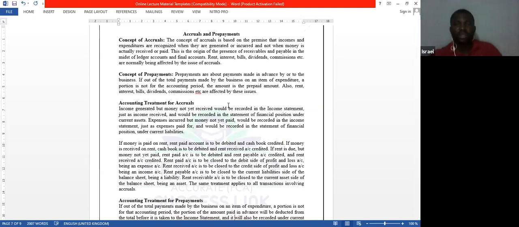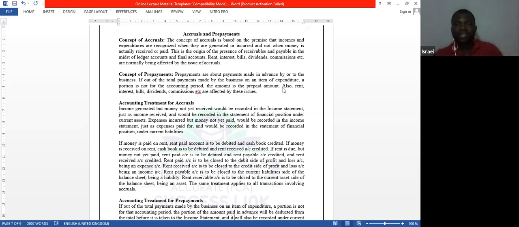accruals and prepayment. So we are moving to accrual and prepayment. What do you understand by accrual, and what do you understand by prepayment? You know, when we started the class, I explained that we have three bases on which we prepare financial statements. We have the accrual basis, the cash basis, and the breakup basis. And I explained these three bases.